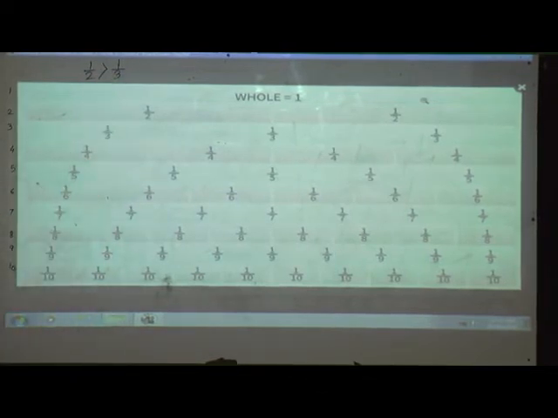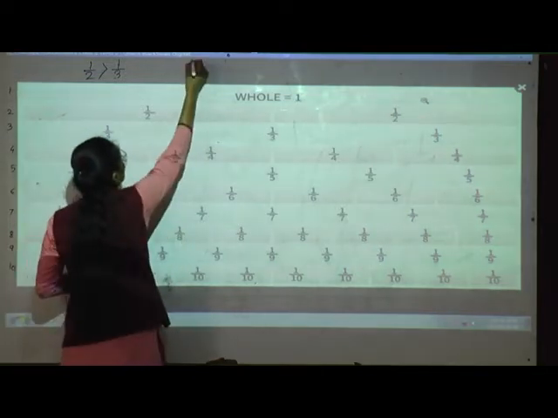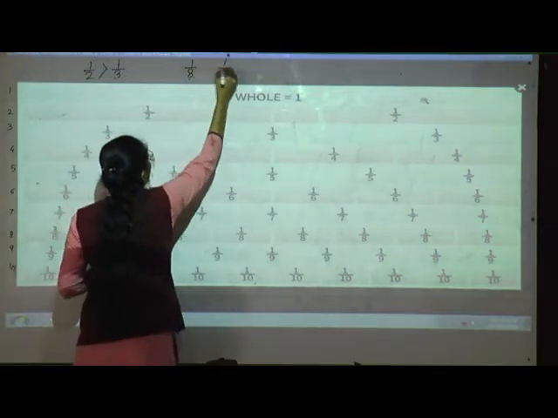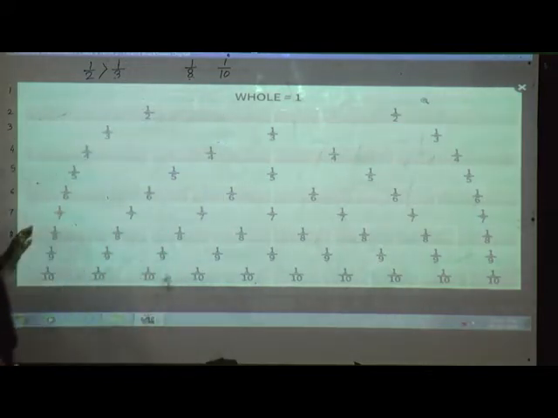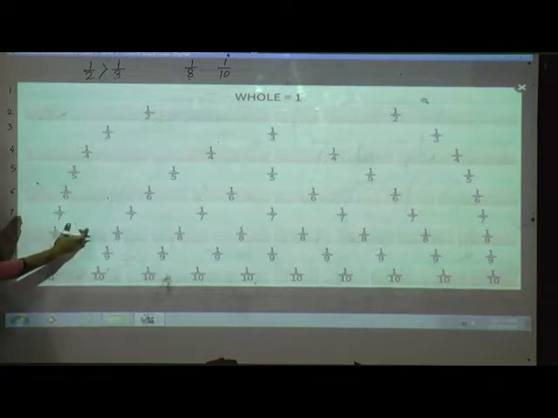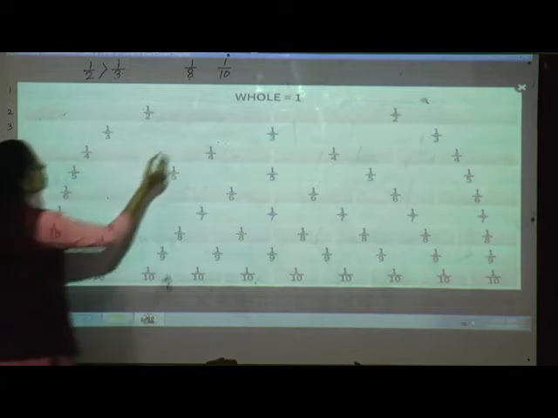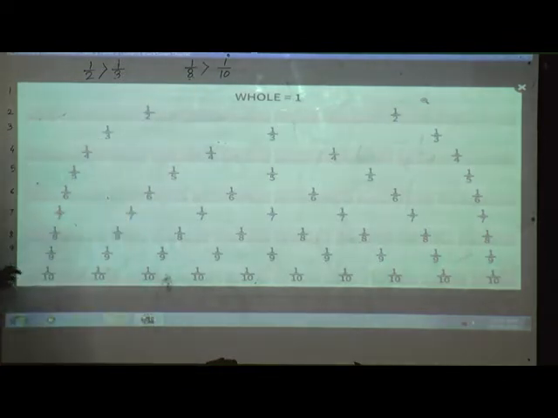Okay. Now suppose the fractions are 1 by 8 and 1 by 10. Now see these fractions, 1 by 8 and 1 by 10. In these two fractions, which fraction is greater? Yes, 1 by 8 is greater. This part is greater than 1 by 10. So 1 by 8 is greater than 1 by 10.